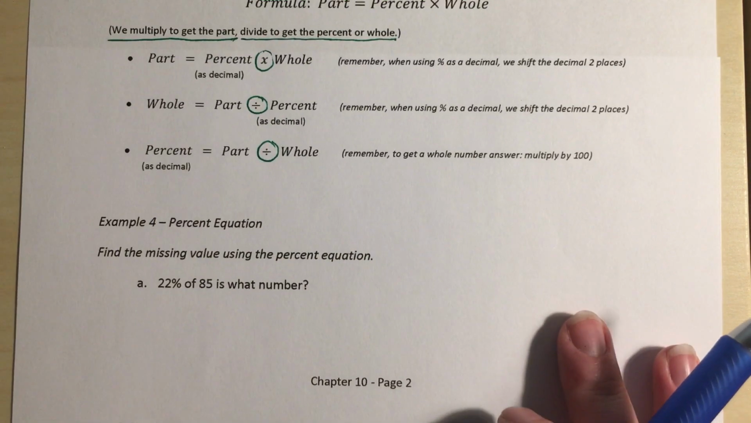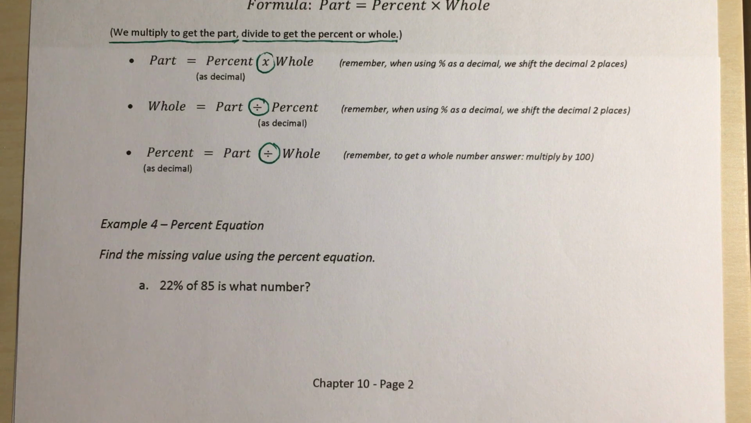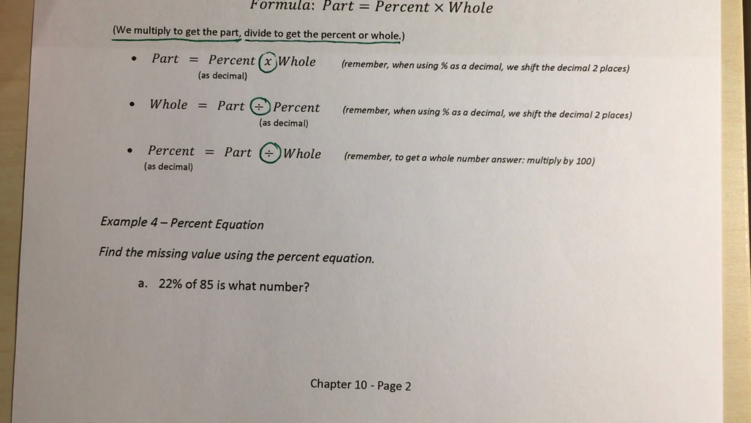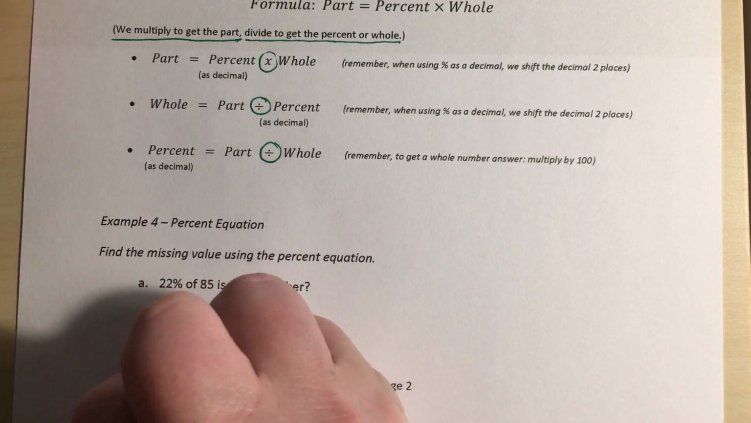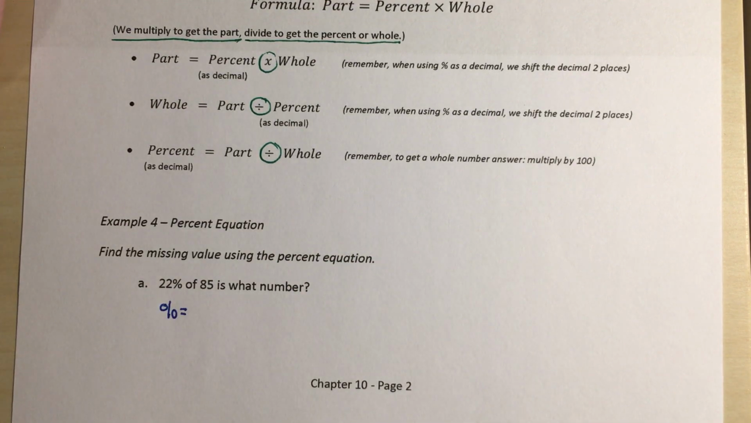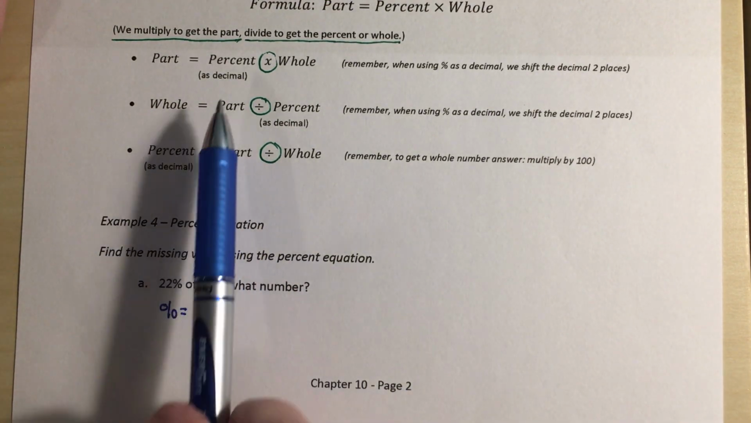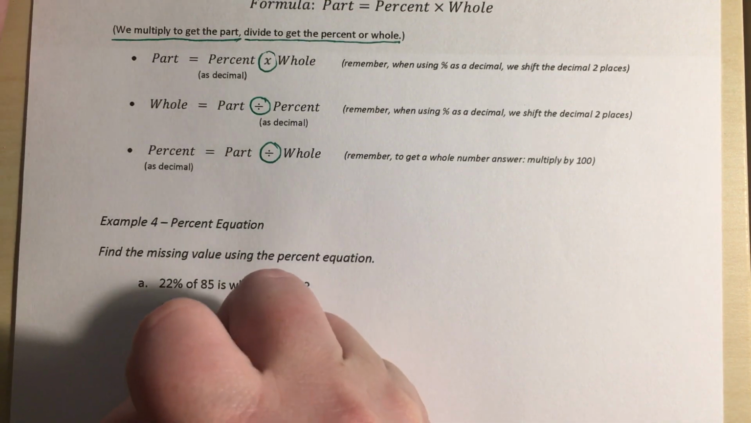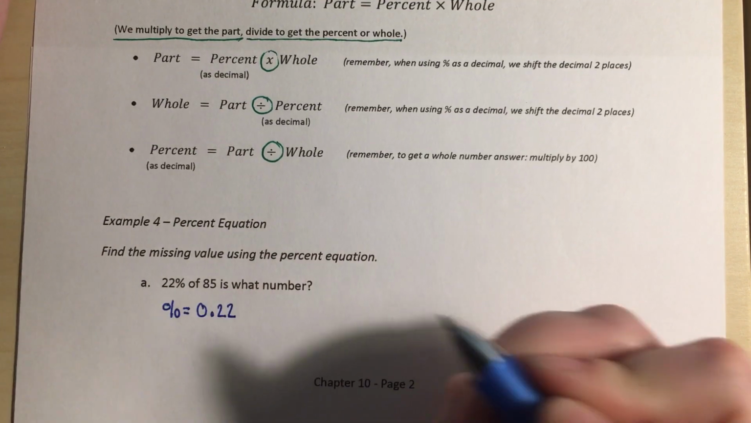So for example 4, we're going to start off with A. We're asked to find the missing value using our percent equation. I'm going to start out by writing a list of things that I know. I know that my percent is 22%. Notice that up above I have written that we're going to use our percent as a decimal, which means we're going to shift our decimal point 2 places. So 22% is equivalent to 0.22.